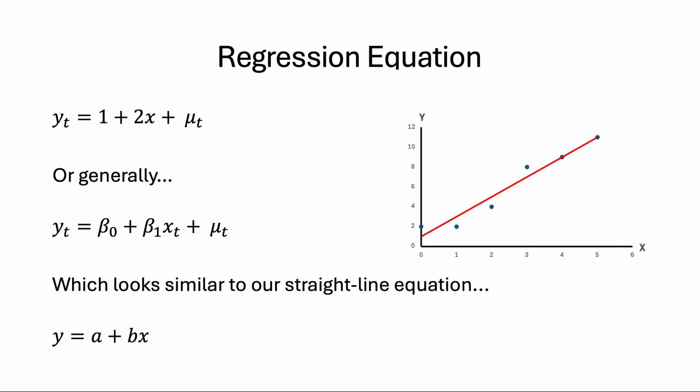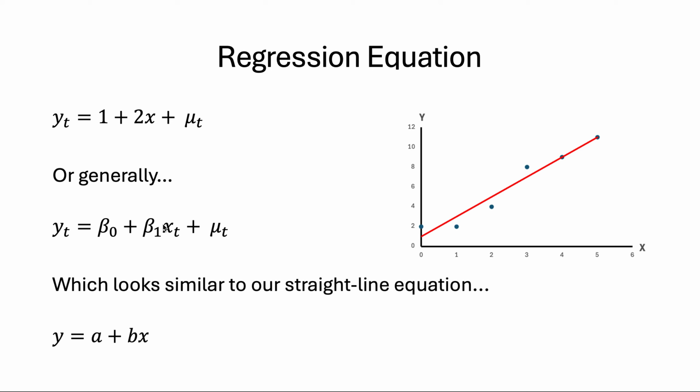Now, given that on our regression the y-axis intercept was 1 and our slope coefficient was 2, we can write out our regression equation like this equation at the top here. But generally, before we know what our parameter estimates are, we write out our equation in its general form, which is this here. And we label our y-axis intercept beta 0 and our slope coefficient beta 1.